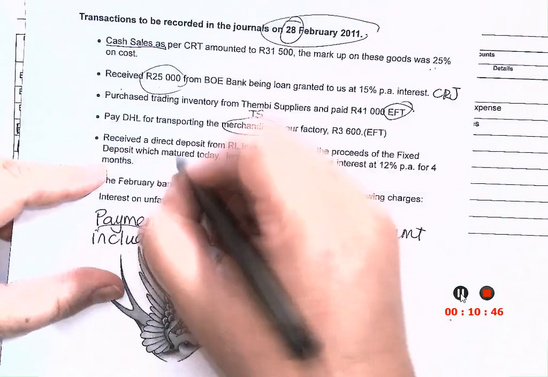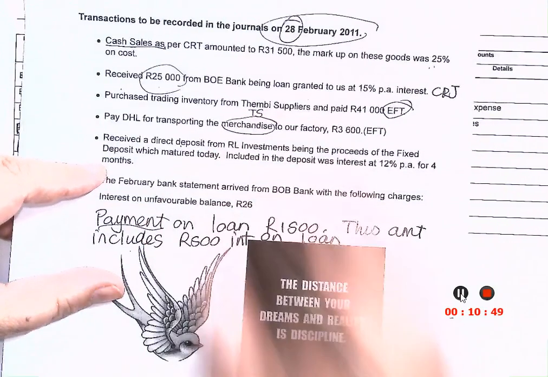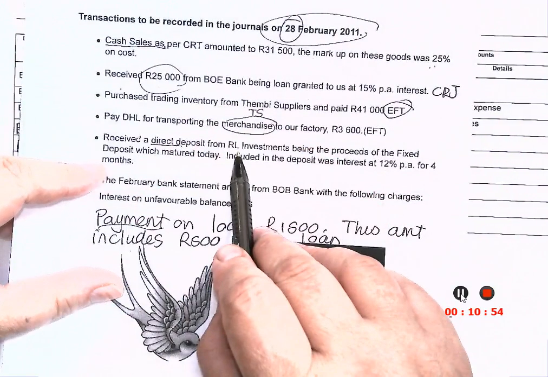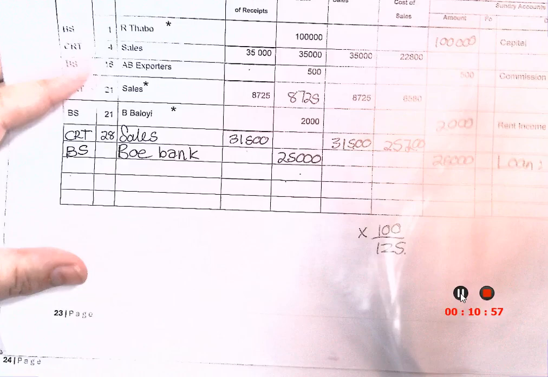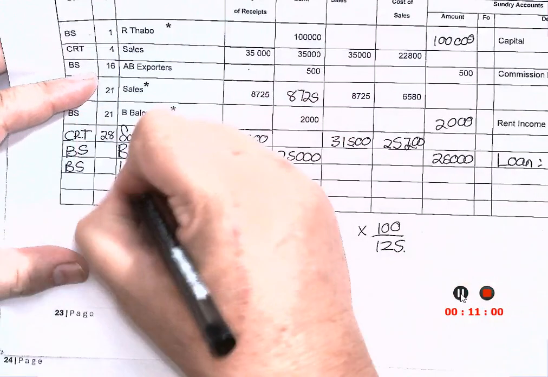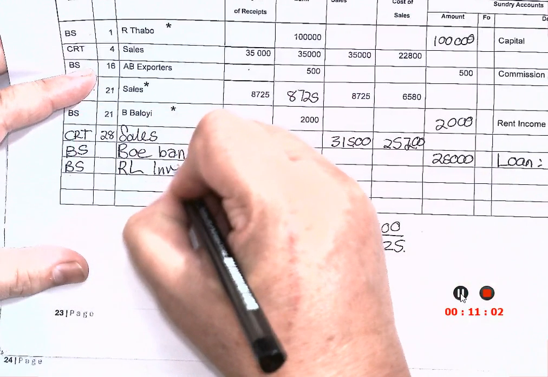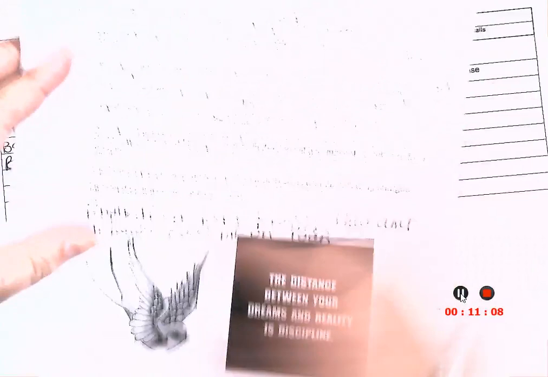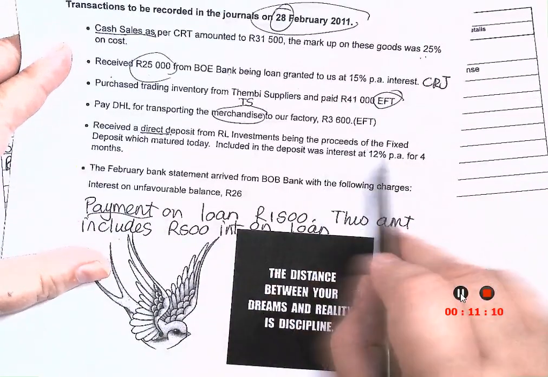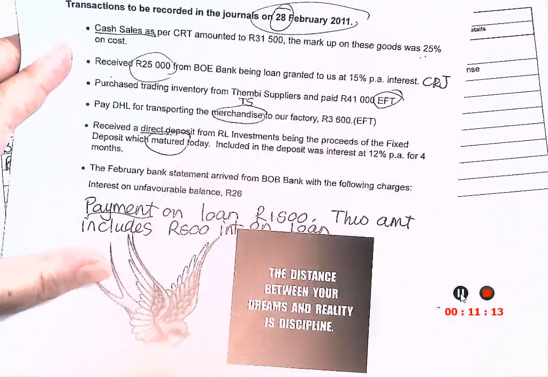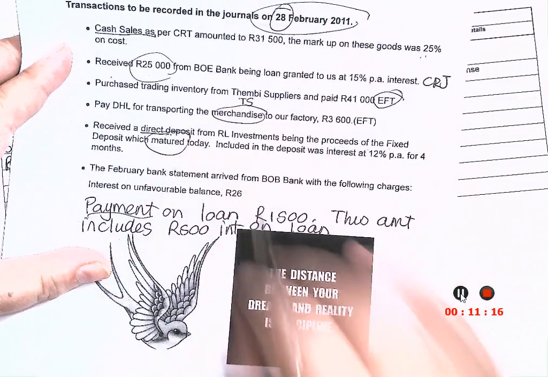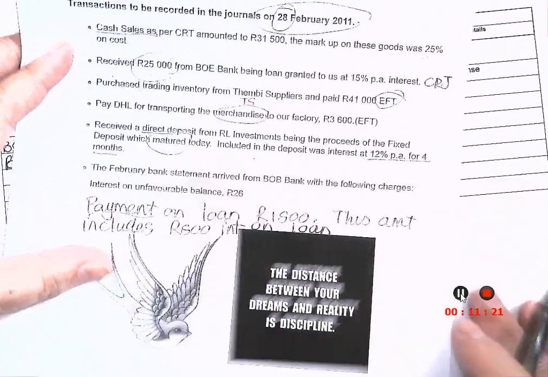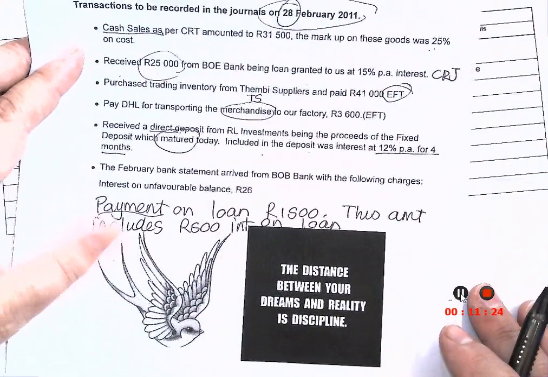We received a direct deposit, so this is CRJ. And they say it's direct, meaning I'm not going to use analysis. From RL Investment. So let me just write it before I forget. Bank statement, RL Investments. Okay. Now they say, being the proceeds of the fixed deposit which matured today. Included in the deposit was interest for 12 months for 4 months. For 12% per year for 4 months.